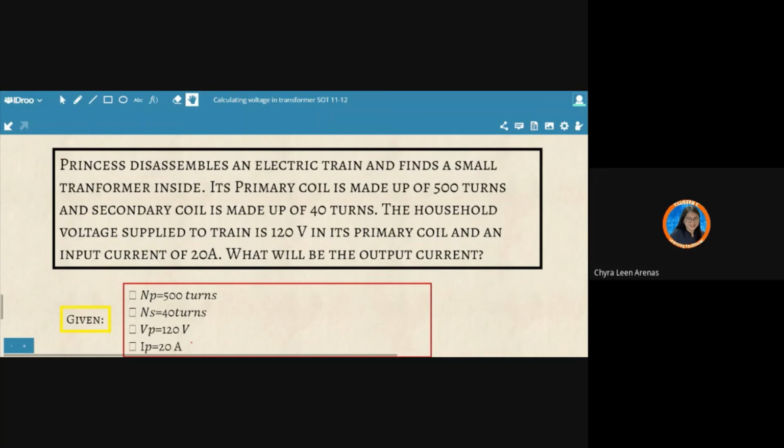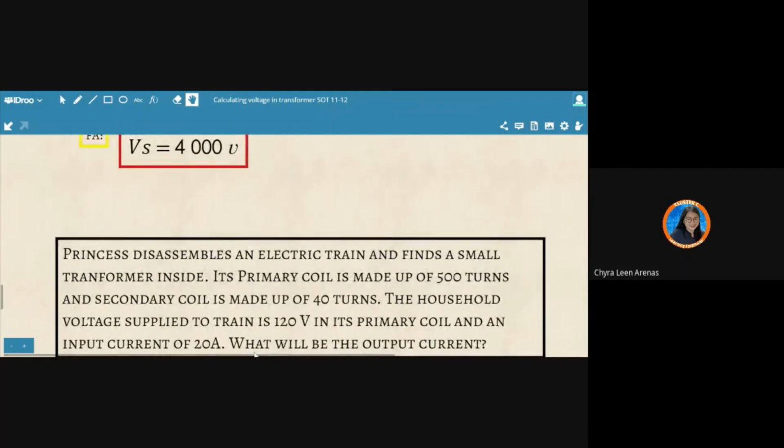The household voltage supplied to a transformer is 120 volts in its primary coil, and an input current of 20 amperes. Automatically, what will be the output current? So let's identify what are the givens that we have.